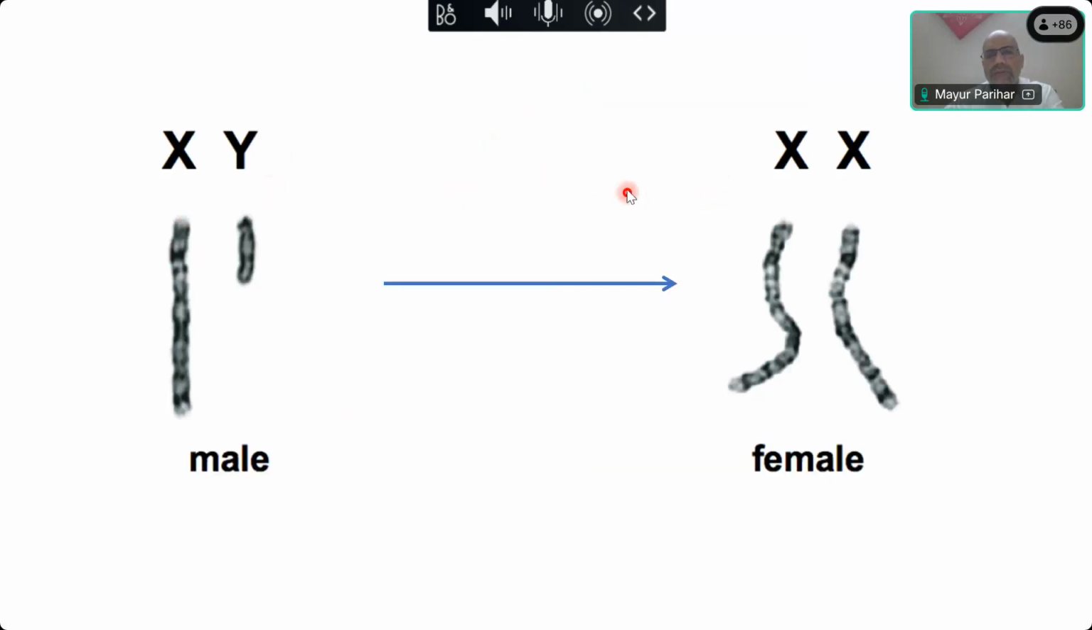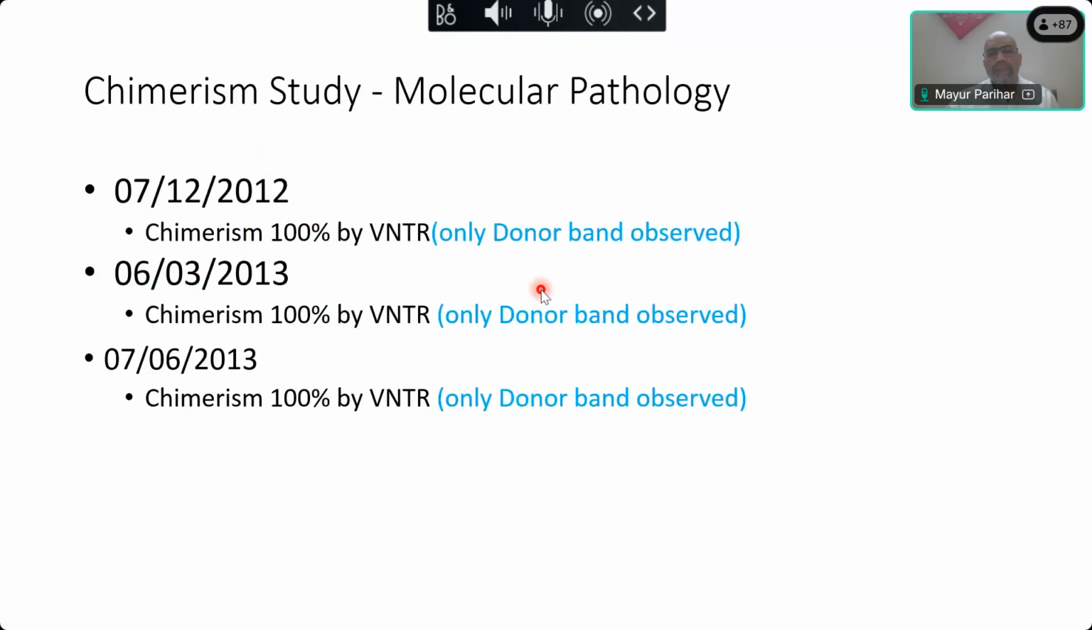You must know that whenever we do a bone marrow transplant of a male recipient from a female donor, the hematopoietic cells go from XY to XX. Just the hematopoietic cells. So all the cells coming from the bone marrow, all your WBCs now, in case of a successful transplant, will become X from XY to XX. And this information is used by FISH to follow up these patients.